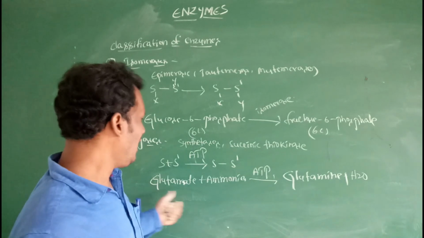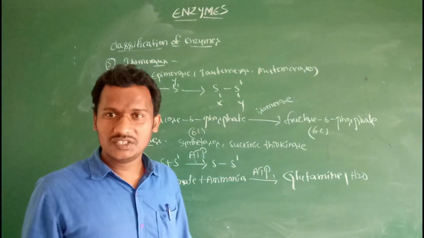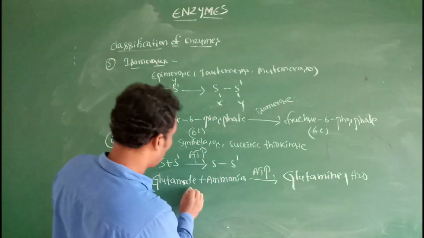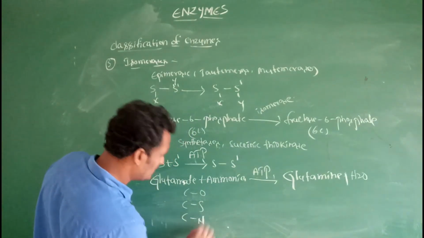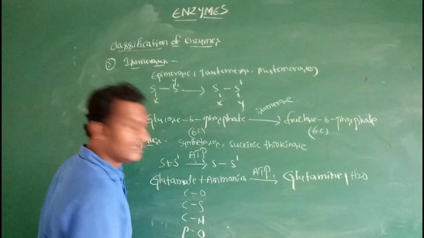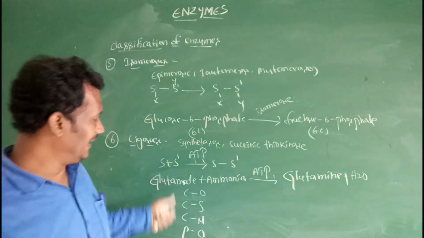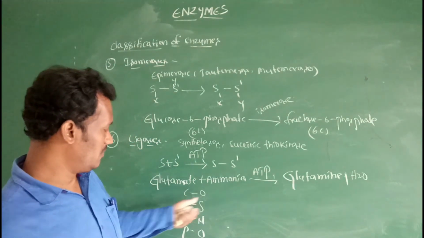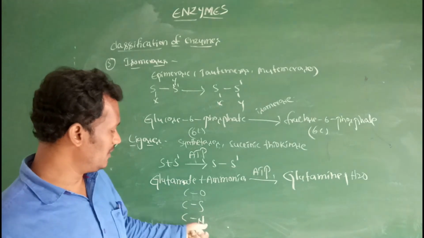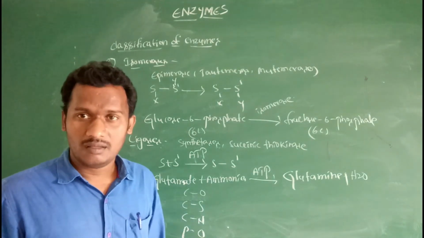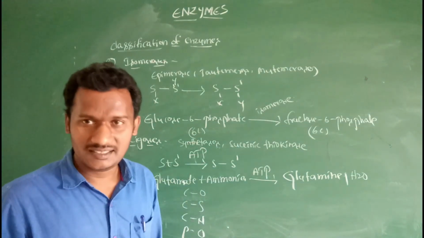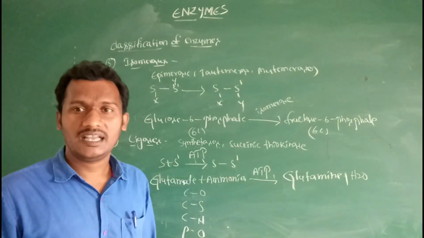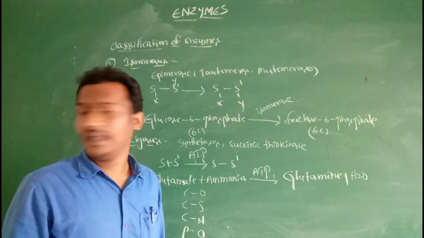So ligase enzymes form C-O bonds, C-S bonds, C-N bonds, and P-O bonds. These enzymes are also known as synthetases. Example, succinate thiokinase enzyme.